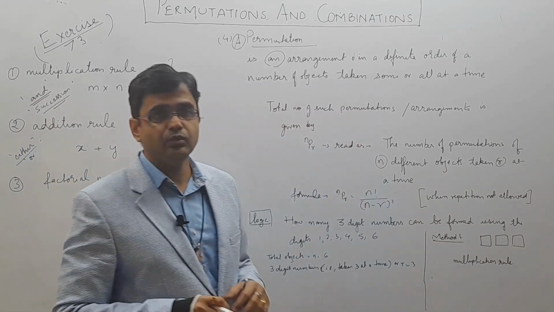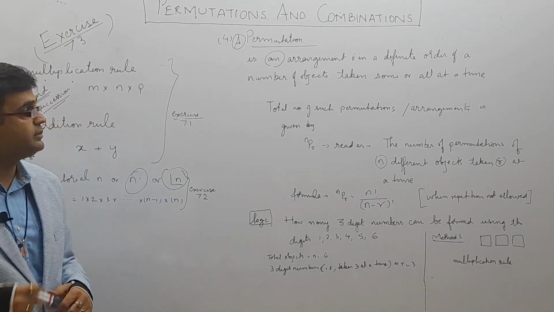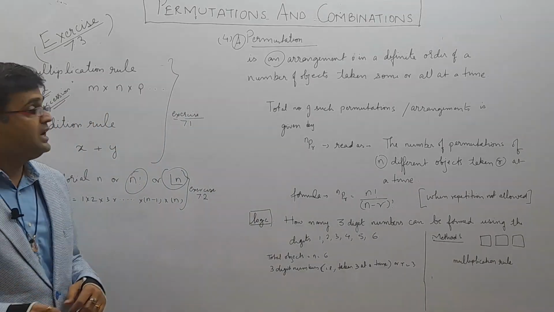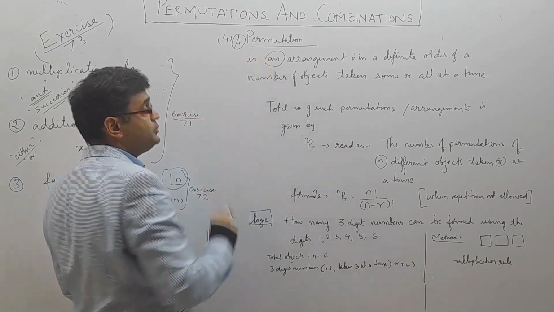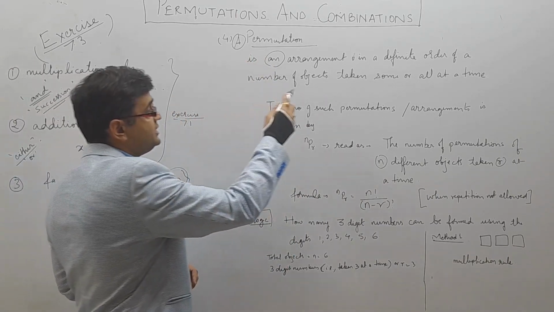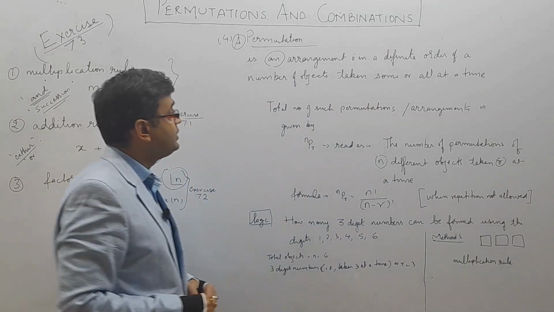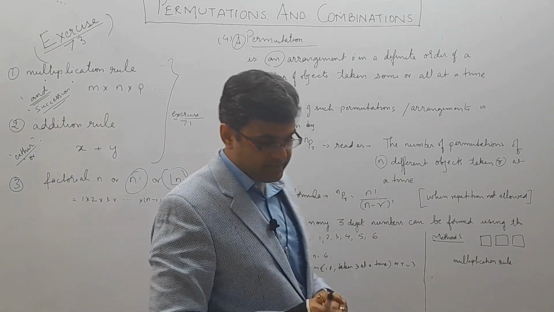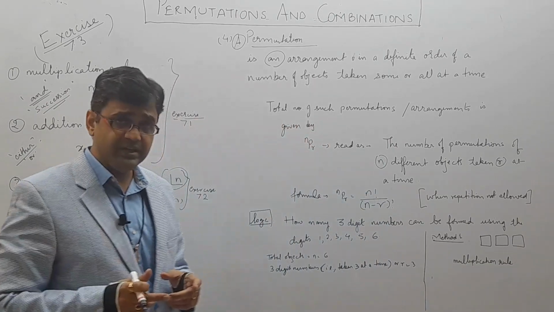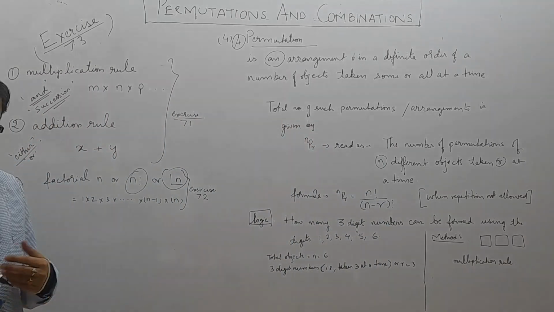First of all, let us see what permutation means. Permutation, I am not talking about permutations, I am talking about permutation. A permutation is an arrangement in a definite order of a number of objects taken some or all at a time. Basically, permutation is nothing but arrangement.